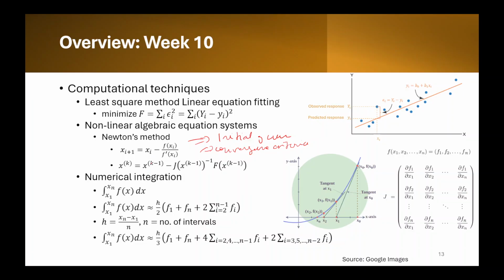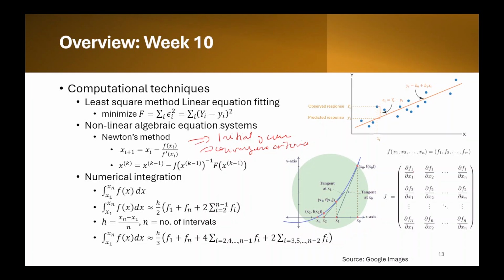So the previous iteration solution minus the Jacobian at the previous solution, inverse of that Jacobian, into your system of equations. So this is the system of equations. So f is dependent on a number of variables, and this function is equal to your equation f1, equation f2, and so on till fn. So the Jacobian is given by this representation.